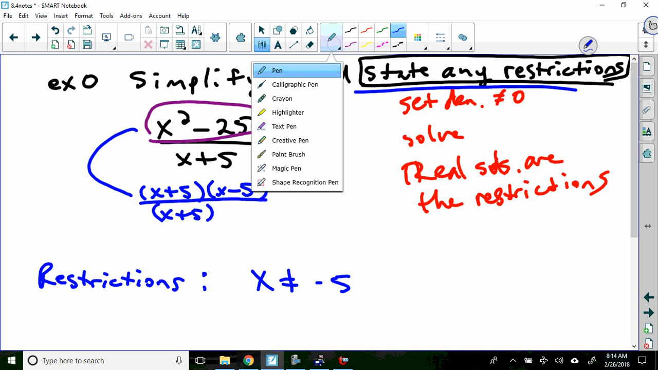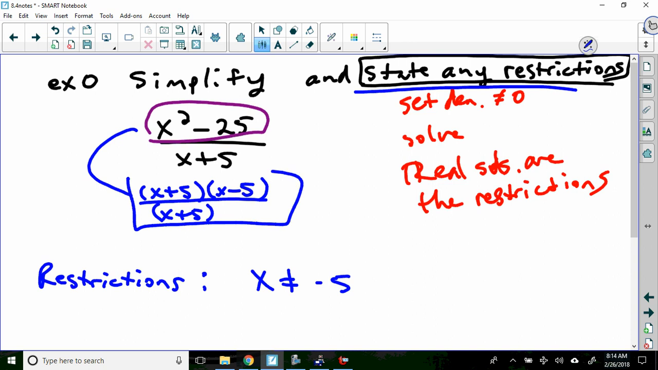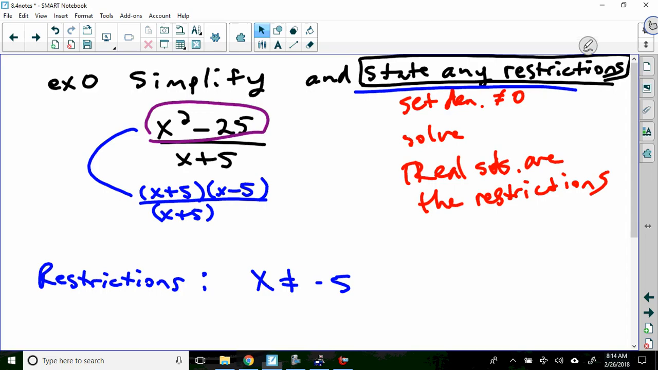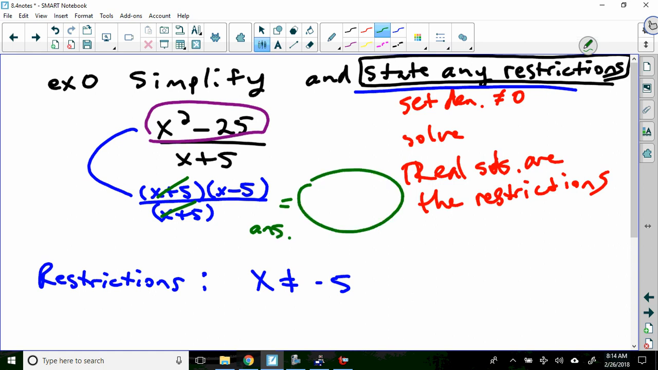So now, at this point in time, we're looking at this expression. So what can we do with that expression? Cancel what? The x plus 5s? Okay. So we cancel the x plus 5 with the x plus 5. So our final answer is going to be what? X minus 5. What do you think? Seem pretty easy? That's more or less what we're going to be doing.